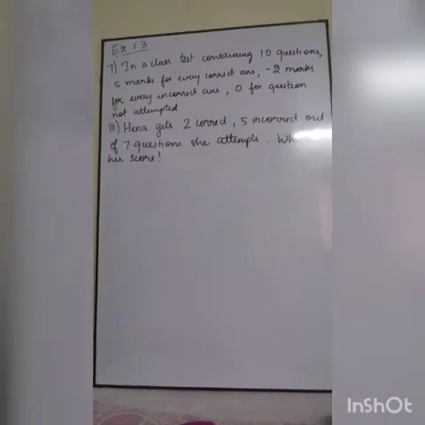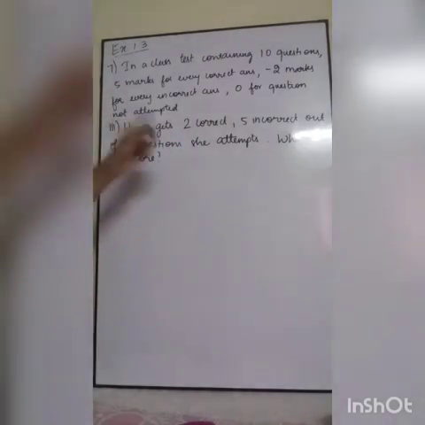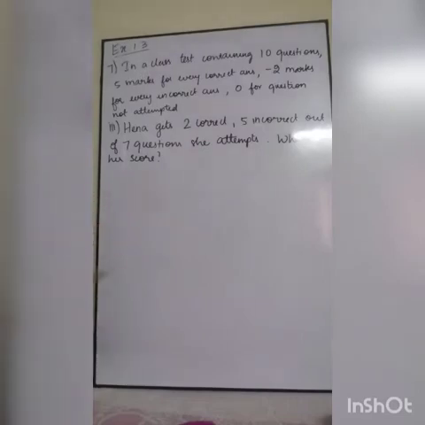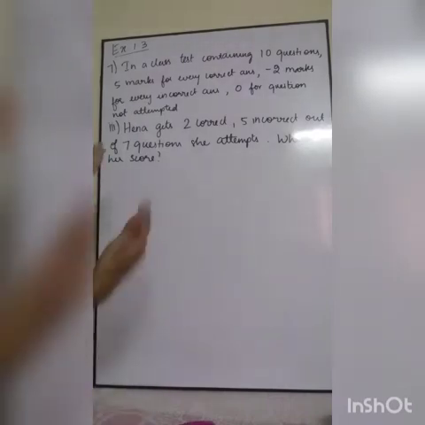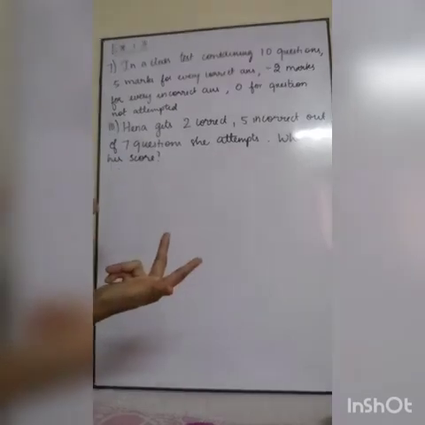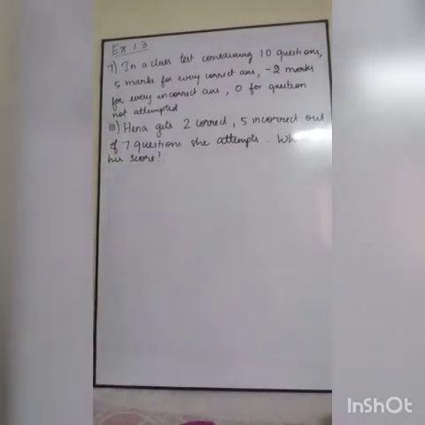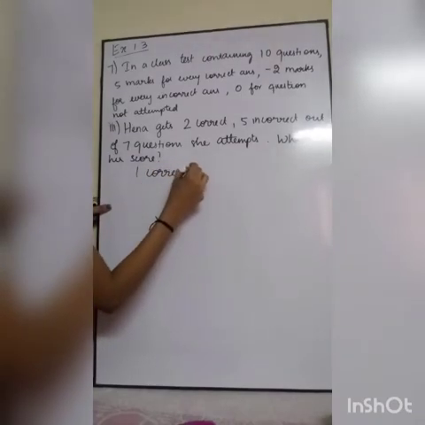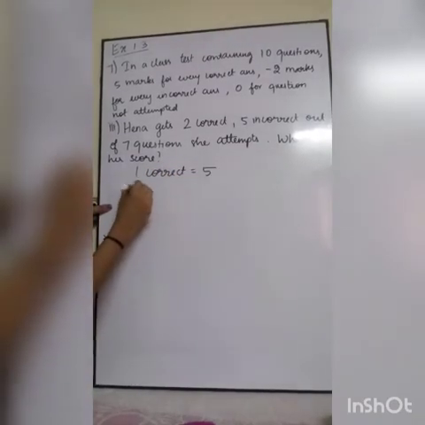Okay. Next, third subdivision. Hina gets 2 correct answers, 5 incorrect answers out of 7 questions she attempts. Okay, so totally how many questions has she attempted? Only 7 questions she has attempted. So how many questions didn't she attend? 3 questions, because totally we have 10 questions. In that 7 questions she has attempted. So remaining is 3. Okay, so now for 1 correct answer, 5 marks you will get.